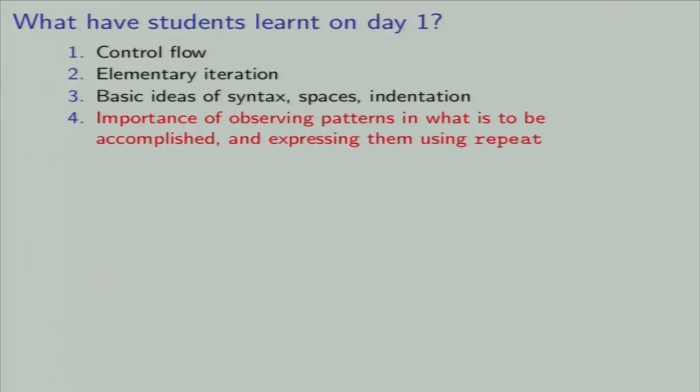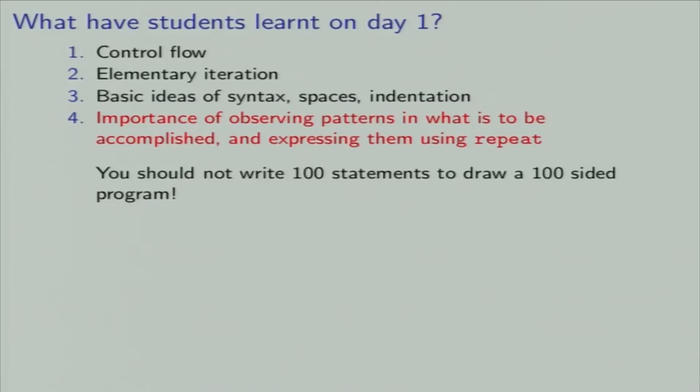If you want to draw a square, you have to observe that the square is made up of four motions which are all similar. Do not write those four motions separately, but put them into a repeat. If you wanted to draw a 100-sided polygon, it would be foolish to have to write 100 statements: forward, turn, forward, right. You have to put a repeat.